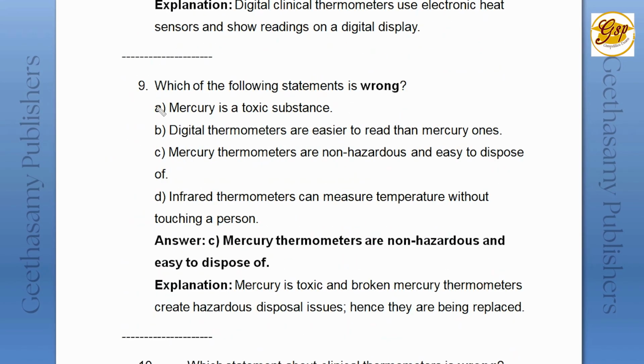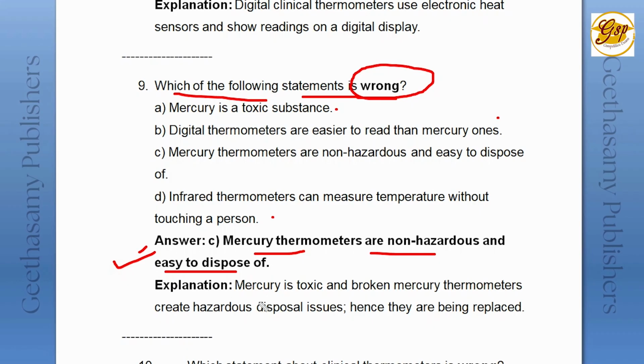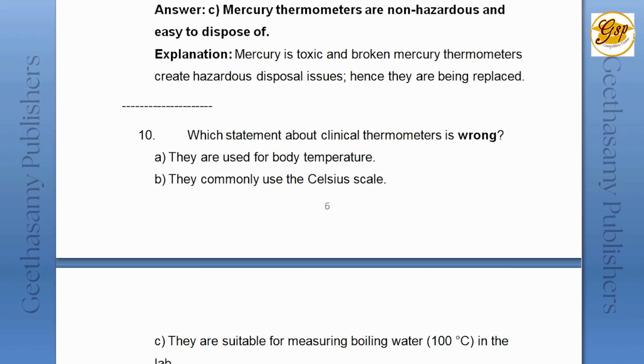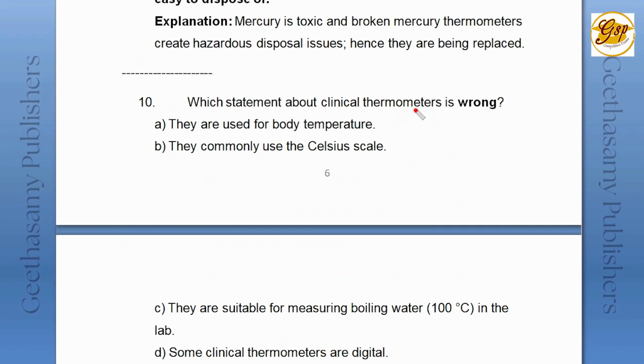And ninth question, which of the following statements is wrong? Mercury is a toxic substance. Digital measurements are easier to read than mercury ones. Mercury thermometers are non-hazardous and easy to dispose of. Infrared thermometer can measure temperature without touching a person. C, it's a wrong statement. Mercury thermometers are non-hazardous and easy to dispose of, it is not possible. Explanation, mercury is toxic and broken mercury thermometers can create a hazardous disposal issue, hence they are being replaced.